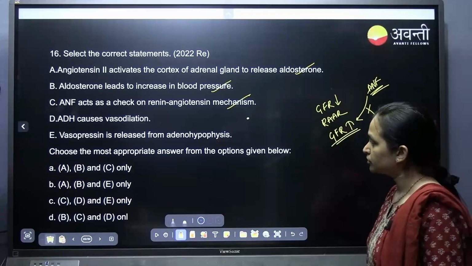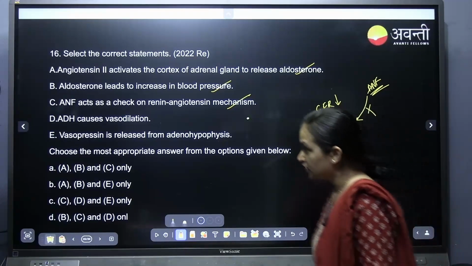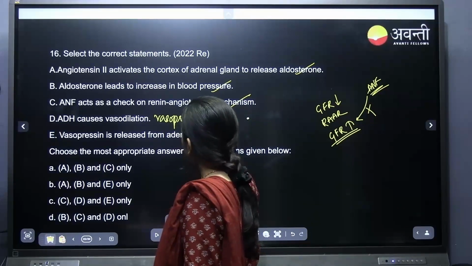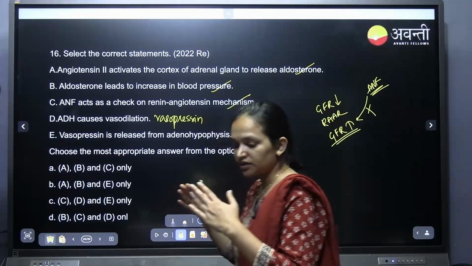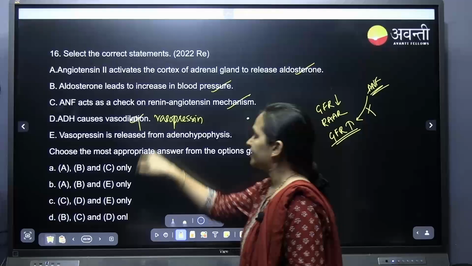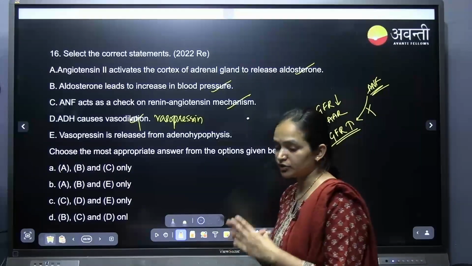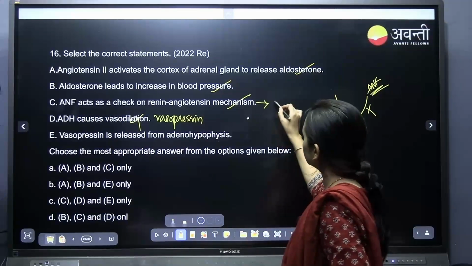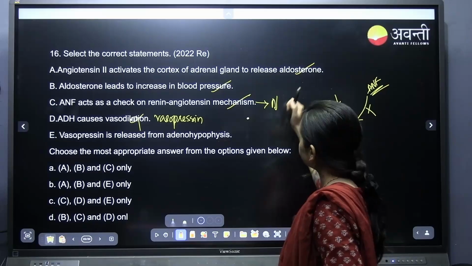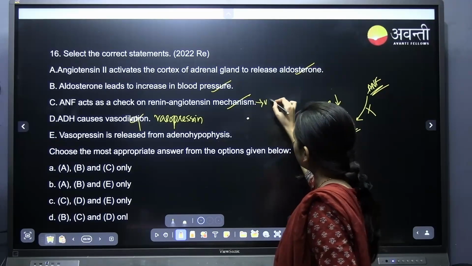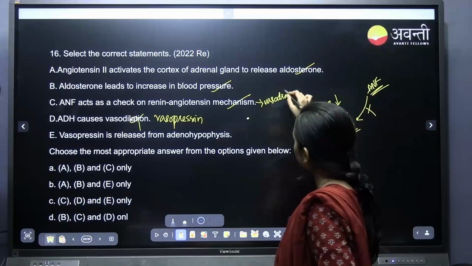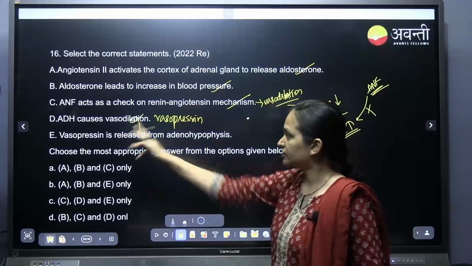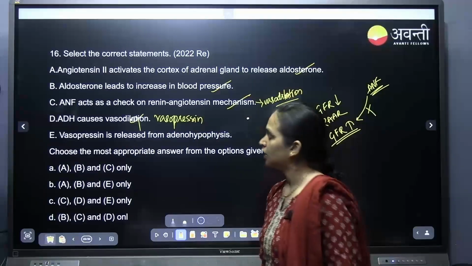So C is also true. ADH causes vasodilation. What is the name of ADH? It's vasopressin. Vasopressin means it is a constrictor, not a dilator. ADH doesn't cause vasodilation. Who causes vasodilation? Actually ANF. ANF puts the check on angiotensin. How will it put the check? Vasodilation. ANF is a vasodilator. ADH is a vasoconstrictor, which means D is wrong.